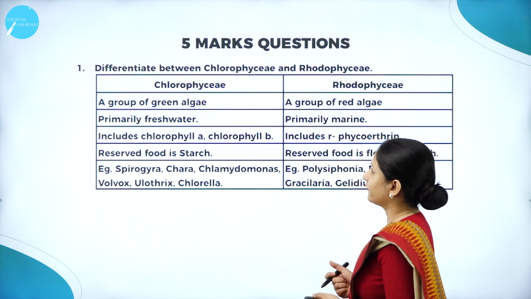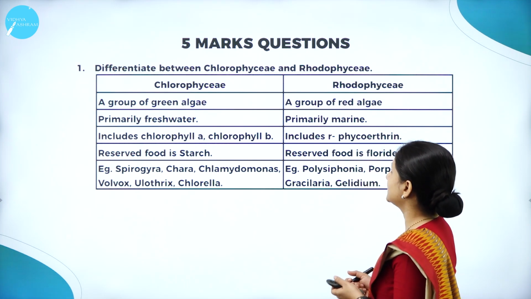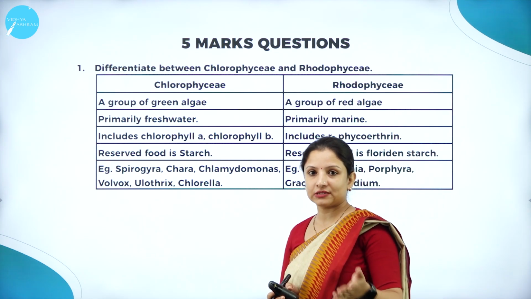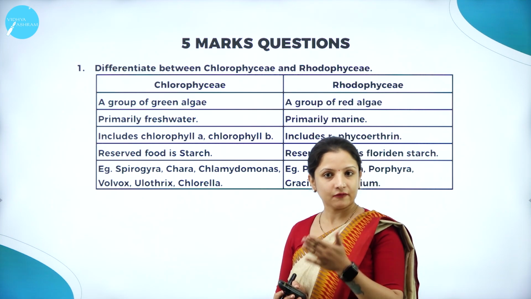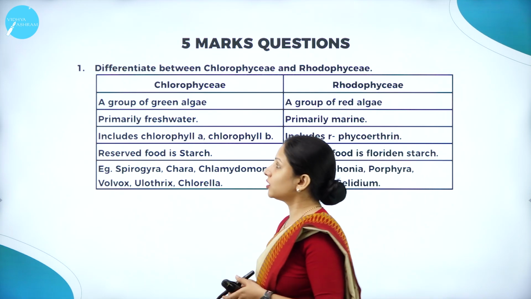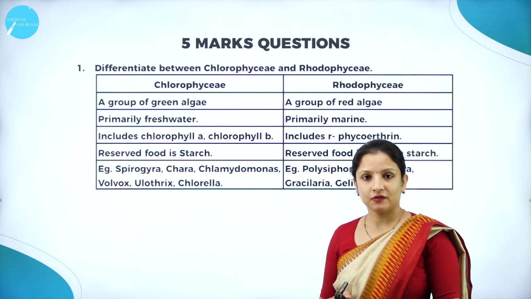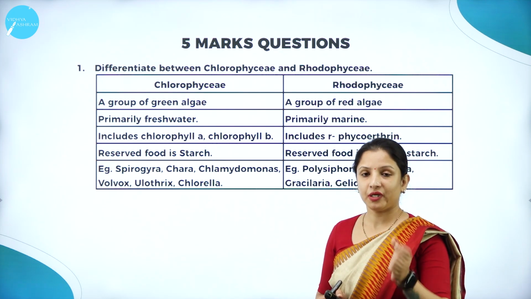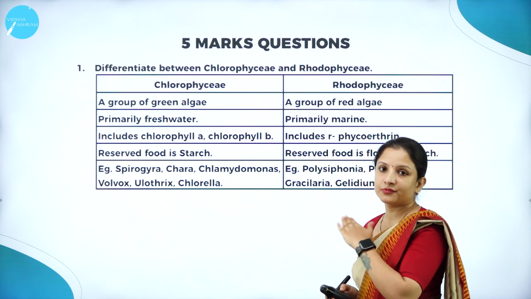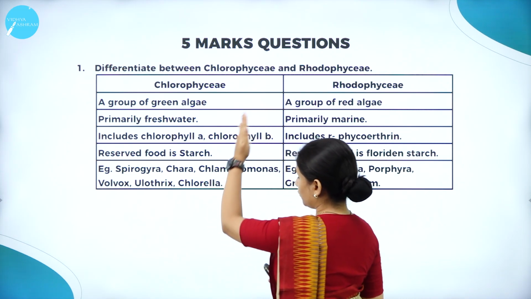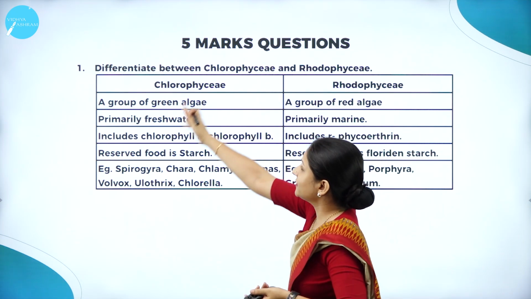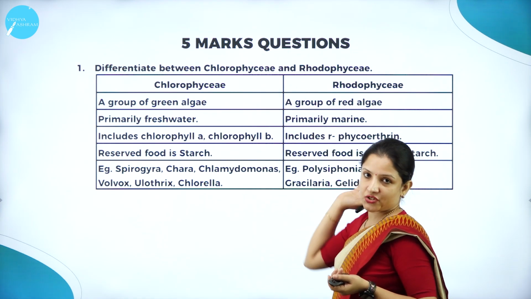The first question that I've put here is: differentiate between Chlorophyceae and Rhodophyceae. The question can also come up as differentiate between Chlorophyceae and Phaeophyceae, or between Rhodophyceae and Phaeophyceae. Whenever the word differentiate, differences, or write the differences comes, you have to make two columns. On one side you write, for example, Chlorophyceae, and in the other column Rhodophyceae, and the sentences should be exactly the opposite of each other.